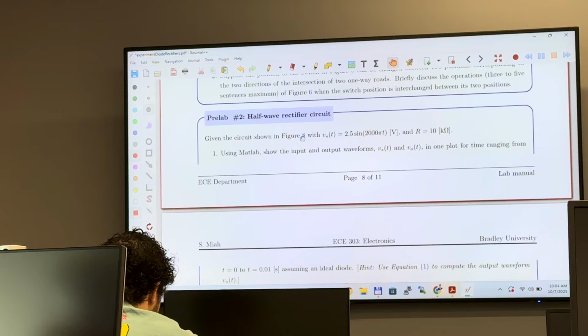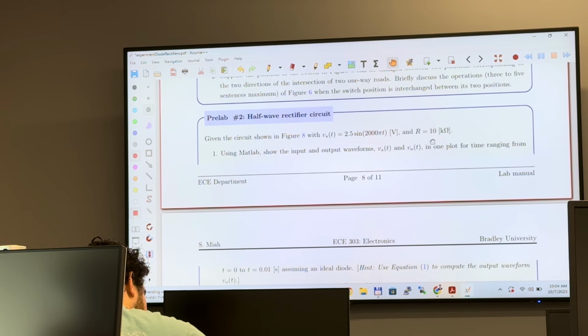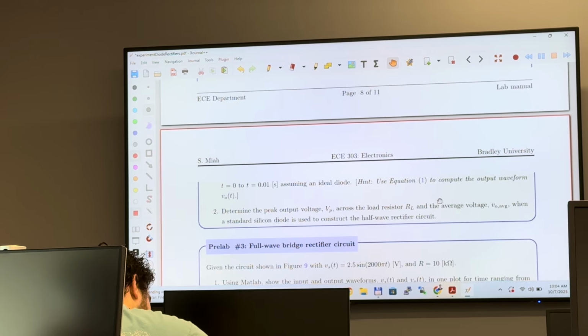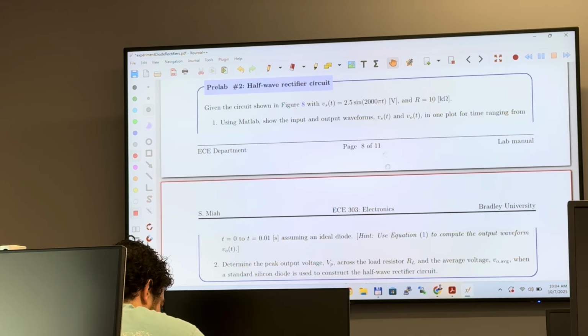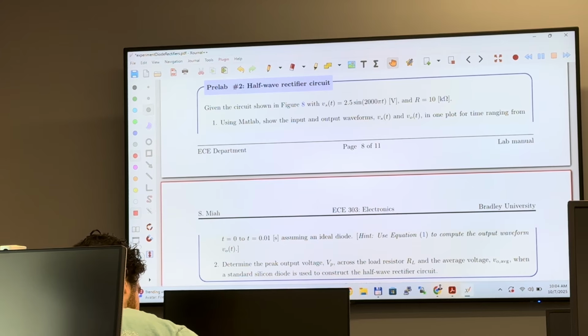So you draw figure number 8 in PSpice, apply this input with resistance 10K and show the output in PSpice. And it should be like a half-wave rectified version of the input. If you can show that part, you just include that output in the lab report, and if you can simply show that, that is going to be 15 points.